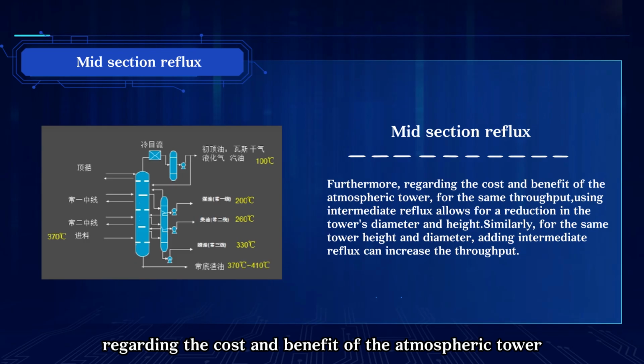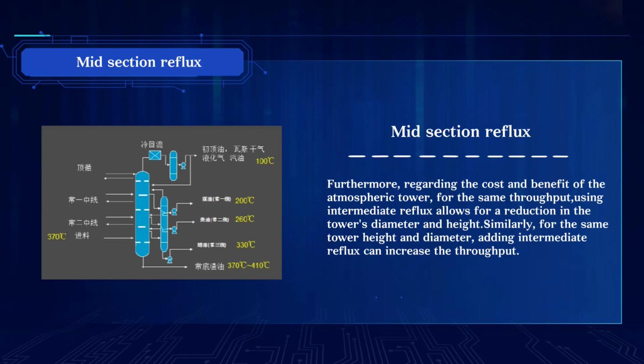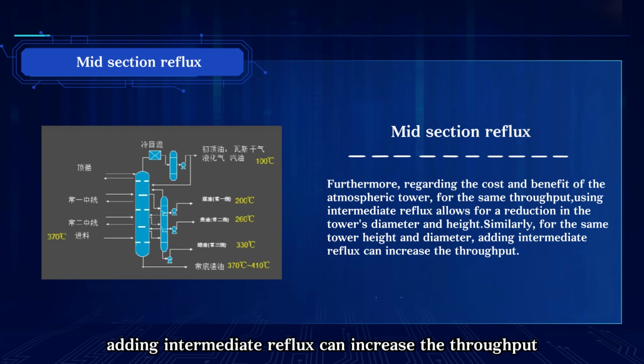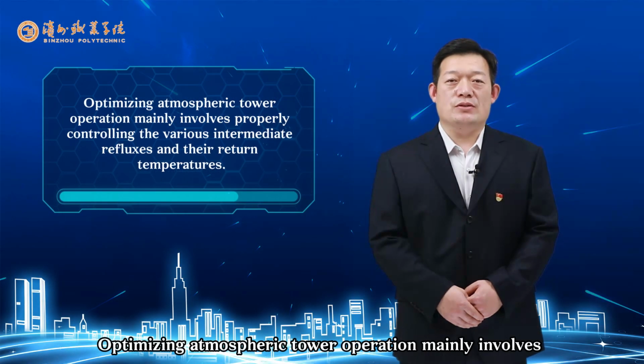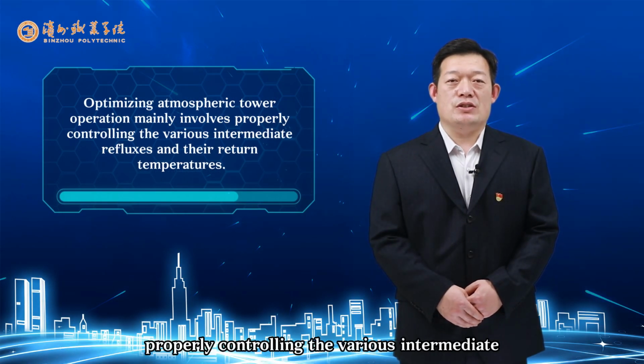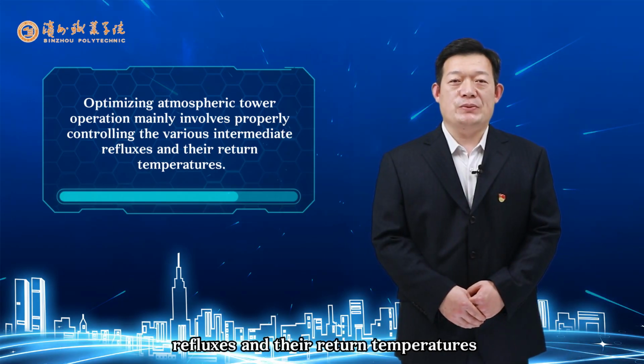It rationally removes heat to maintain the tower's heat balance. Furthermore, regarding the cost and benefit of the atmospheric tower, for the same throughput, using intermediate reflux allows for a reduction in the tower's diameter and height. Similarly, for the same tower height and diameter, adding intermediate reflux can increase the throughput. Optimizing atmospheric tower operation mainly involves properly controlling the various intermediate refluxes and their return temperatures.